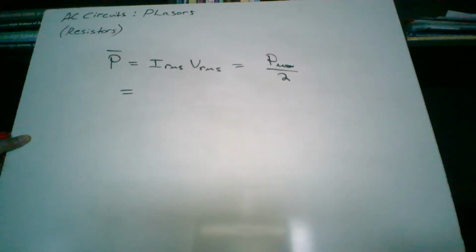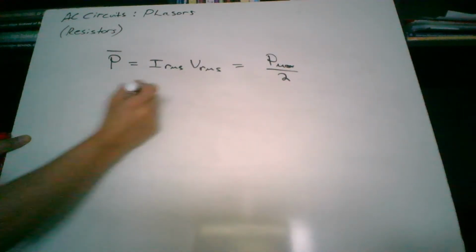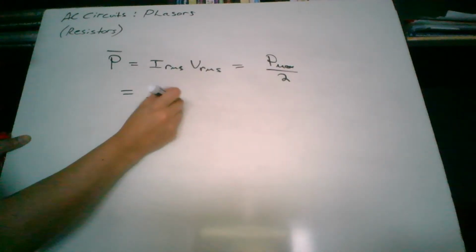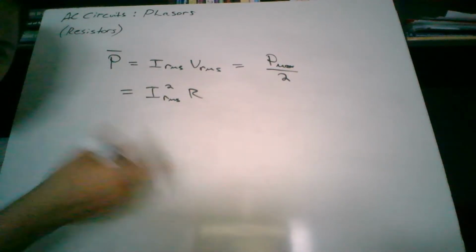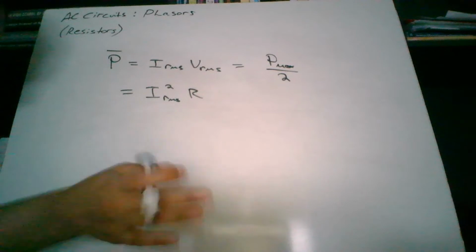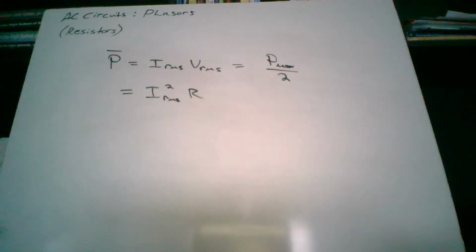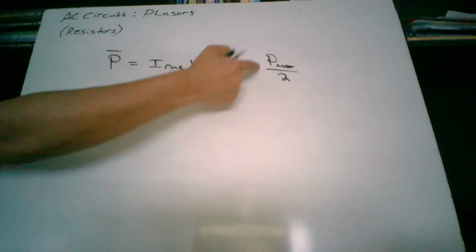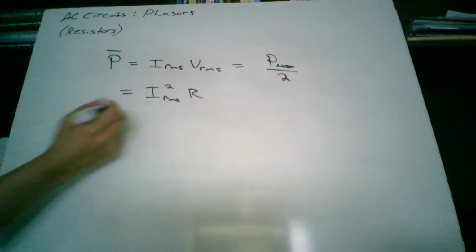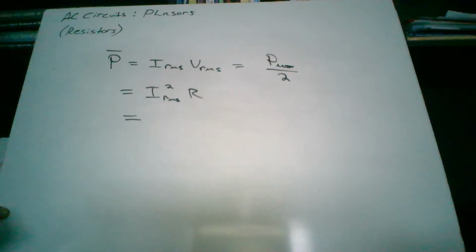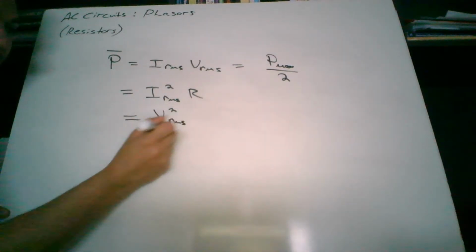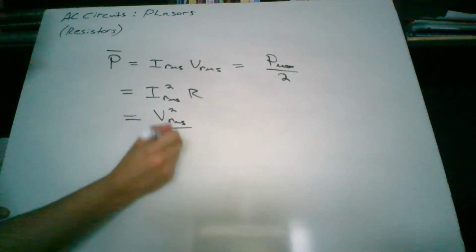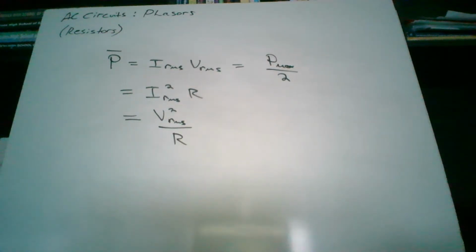So the other two equations for power in terms of resistors: I RMS squared times R. The resistor value doesn't change. It doesn't matter if you're alternating. A resistor is a resistor. It doesn't matter what the voltage is. And this is why we end up with 2 instead of square root of 2, but you can do that on your own. The other equation for the average power delivered through the system would be V RMS squared divided by R. So those are my average power equations.